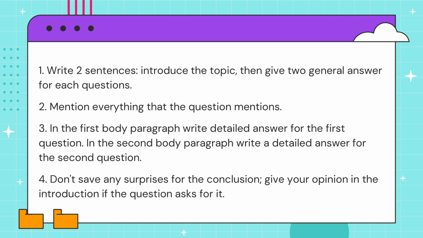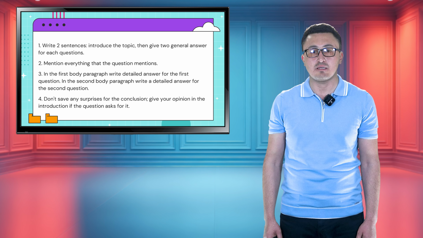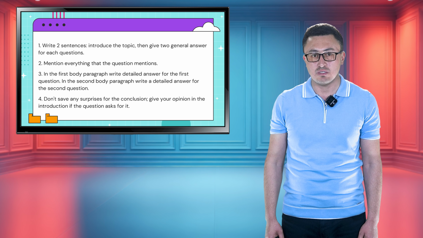First, we'll write 2 sentences for the introduction. First, we'll introduce the topic, then give 2 general answers for each question. And you should mention everything that the question mentions. In the first body paragraph, write a detailed answer for the first question. In the second body paragraph, write a detailed answer for the second question.